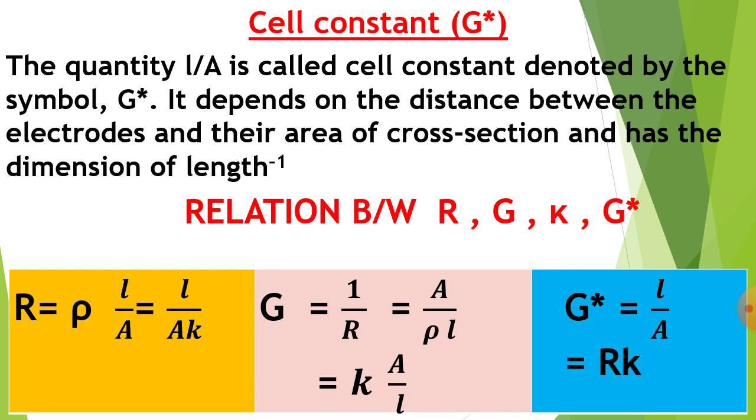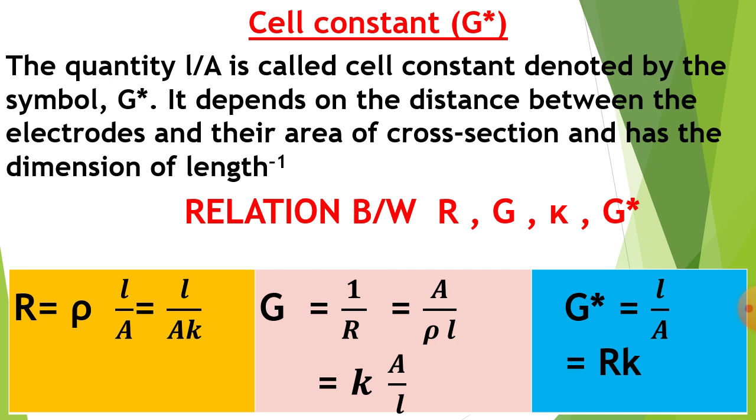Now cell constant. The quantity L by A, that is length by area of cross section, is called cell constant, denoted by the symbol G star. G is for the conductance, but G star is for the cell constant. It depends upon the distance between the electrodes, that is length, and their area of cross section, that is A, and has the dimension of length inverse. It may be meter inverse or centimeter inverse, depending upon the length and area taken.